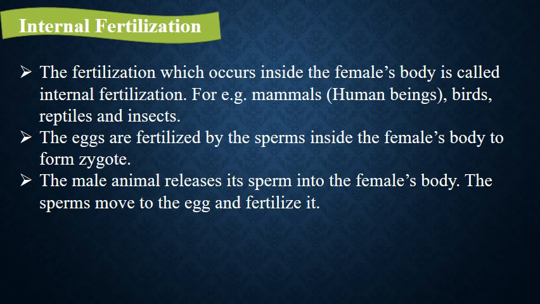Next, internal fertilization. The fertilization which occurs inside the female body is called internal fertilization. It occurs in the human beings, or we can say mammals, birds, reptiles, insects. Fertilization by the sperm inside the female body to form zygote. When sperm fertilize the egg, it forms zygote.